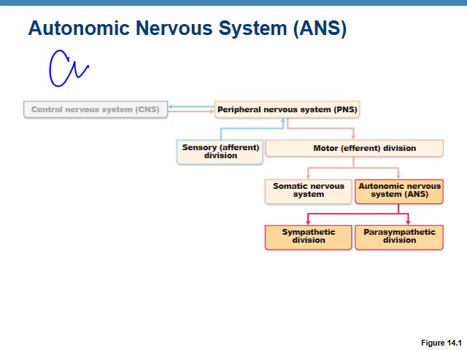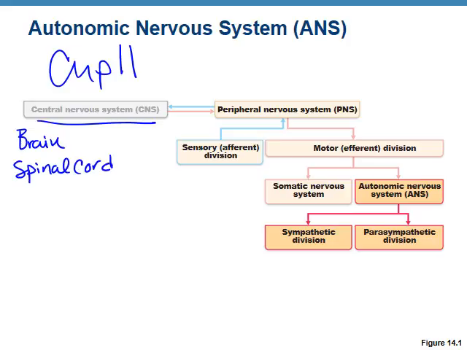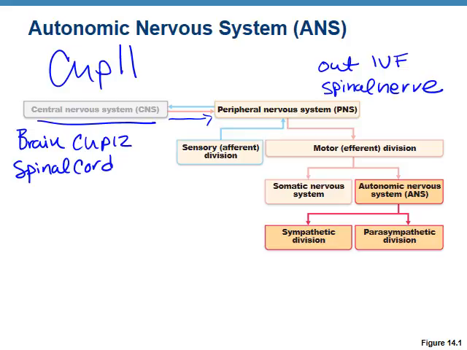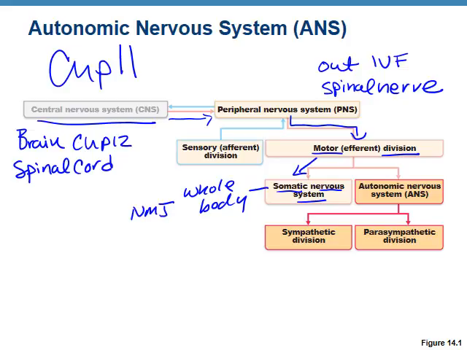Let's follow this figure. This was all the way back in Chapter 11. We can see central nervous system here. This was the brain and the spinal cord, right? This was Chapter 12 content. And then you can see the arrow going out to the peripheral nervous system. This was anything that came out the intervertebral foramen. You can think of this as a spinal nerve coming out of the spinal cord. You can see the arrow going down, and we looked at the motor division. We specifically looked at somatic nervous system. Somatic meaning whole body. And we looked at neuromuscular junctions where the nerves met the skeletal muscle fibers.